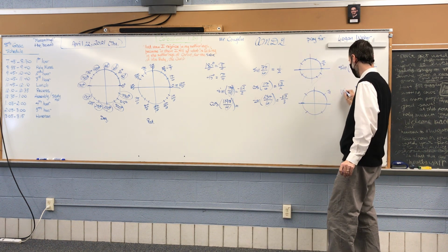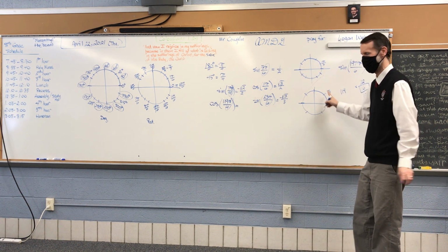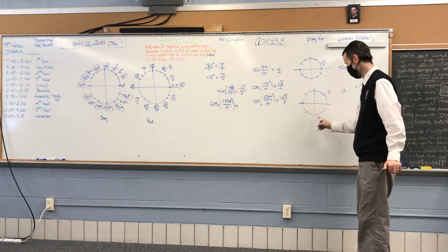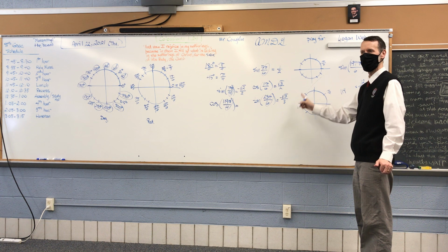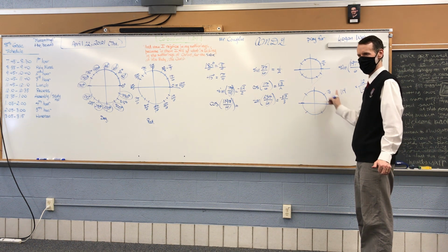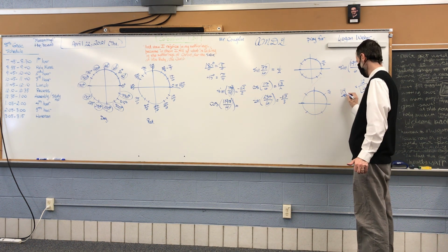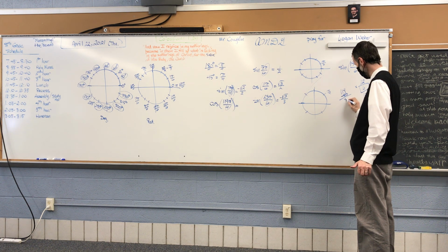We go 119 times, 119 of these notches. Does it make sense that if I go once around the circle, it's 8? How about if I go 10 times around the circle? How many notches? 80. That'll get us back to where we started. So there'll be 39 left.